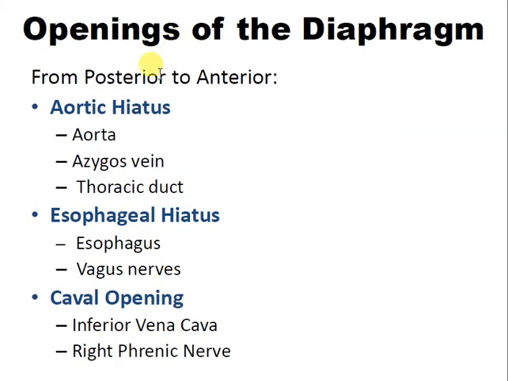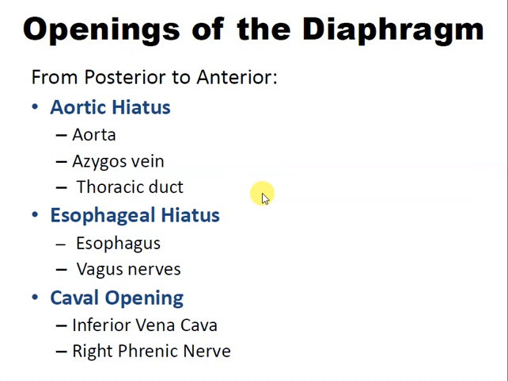Opening of the diaphragm, from posterior to anterior, we have the aortic hiatus. The aortic hiatus is where the aorta, azygous vein, and thoracic duct pass. Now, this is one among the very common MCQs which appear in the exams. You find that they give you an explanation, then later they ask you about the structures passing through the aortic hiatus.